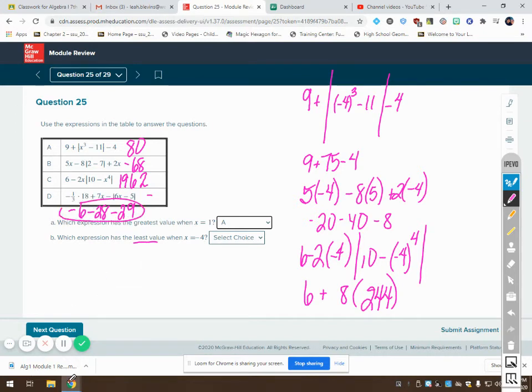So my correct answer has to be C, because we're looking for, oh, no, I'm sorry, I'm crazy. We're looking for which one has the least value. Right? The least value. And it is C, because this is supposed to be negative. Let me go back. Maybe I messed up here.